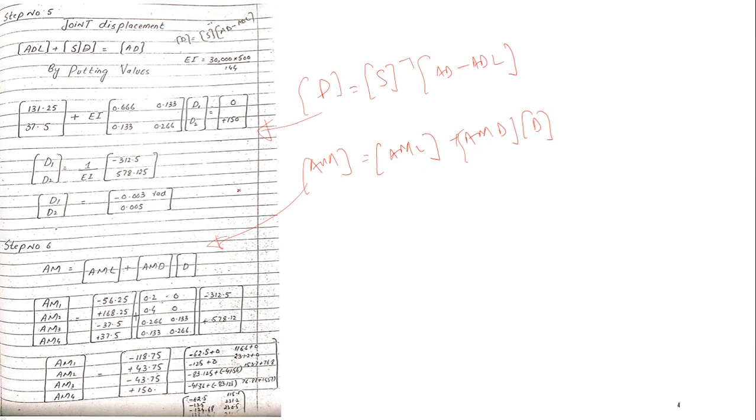Finally, using this mathematical model, you can always find the D value using this formula: S inverse (AD minus ADL). And another mathematical model for member actions would be AM is equal to AML plus AMD into D. So these two mathematical models are very important. It's very easy, but you have to recall your basic BSc concepts, because we are going to solve it for higher structures that are 3D structures.